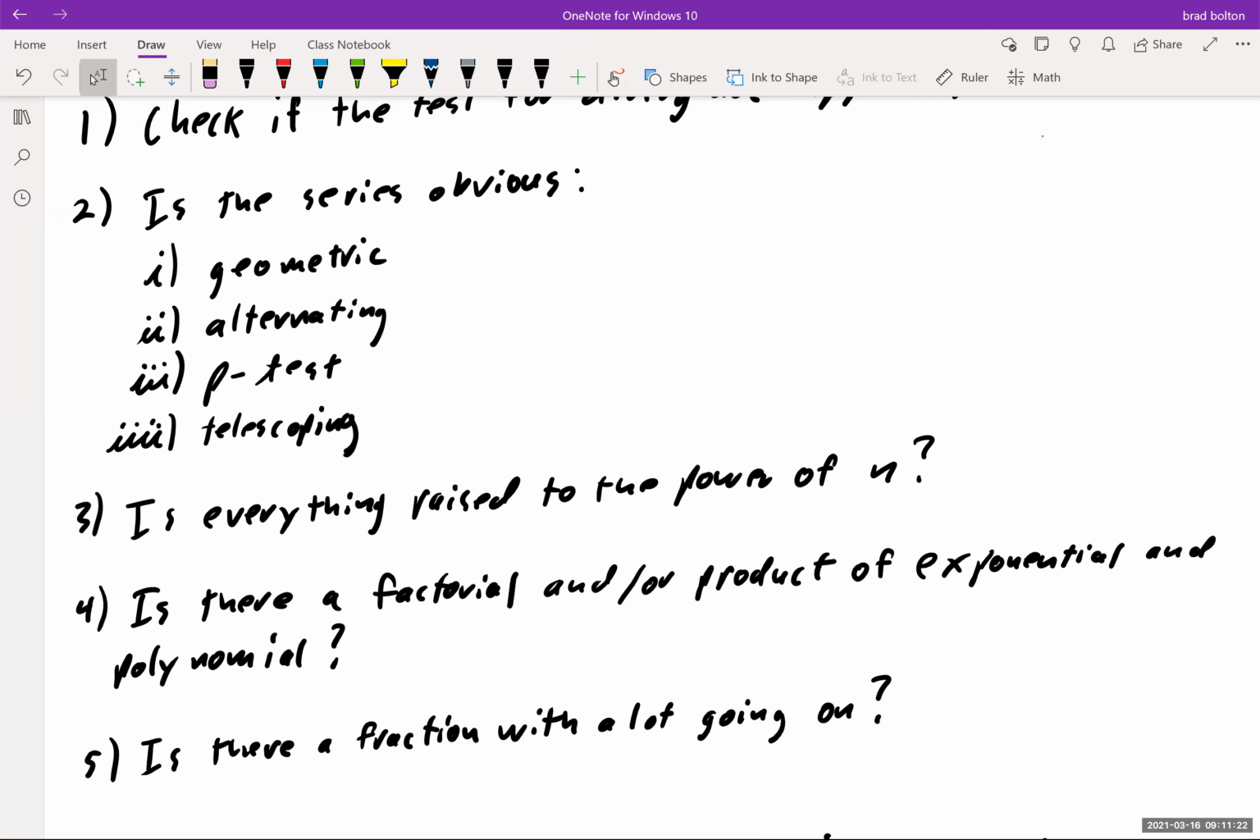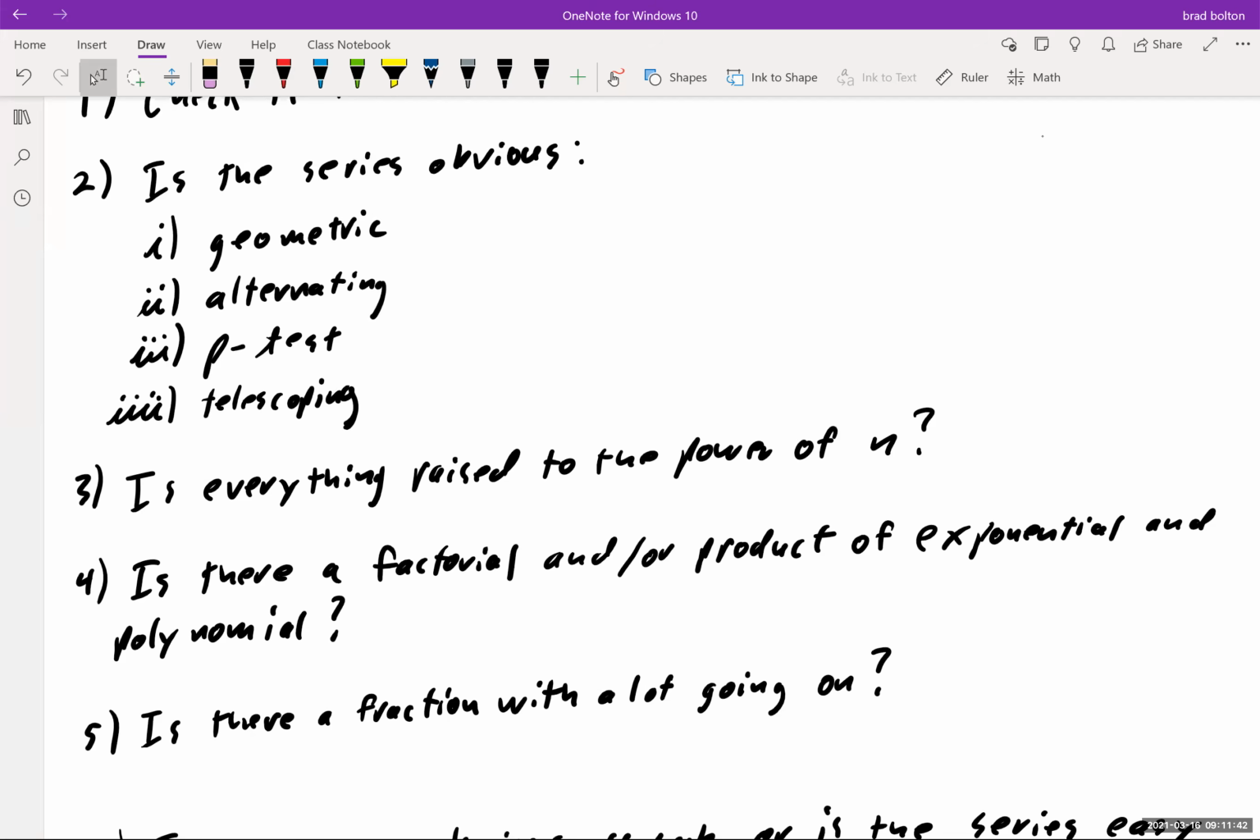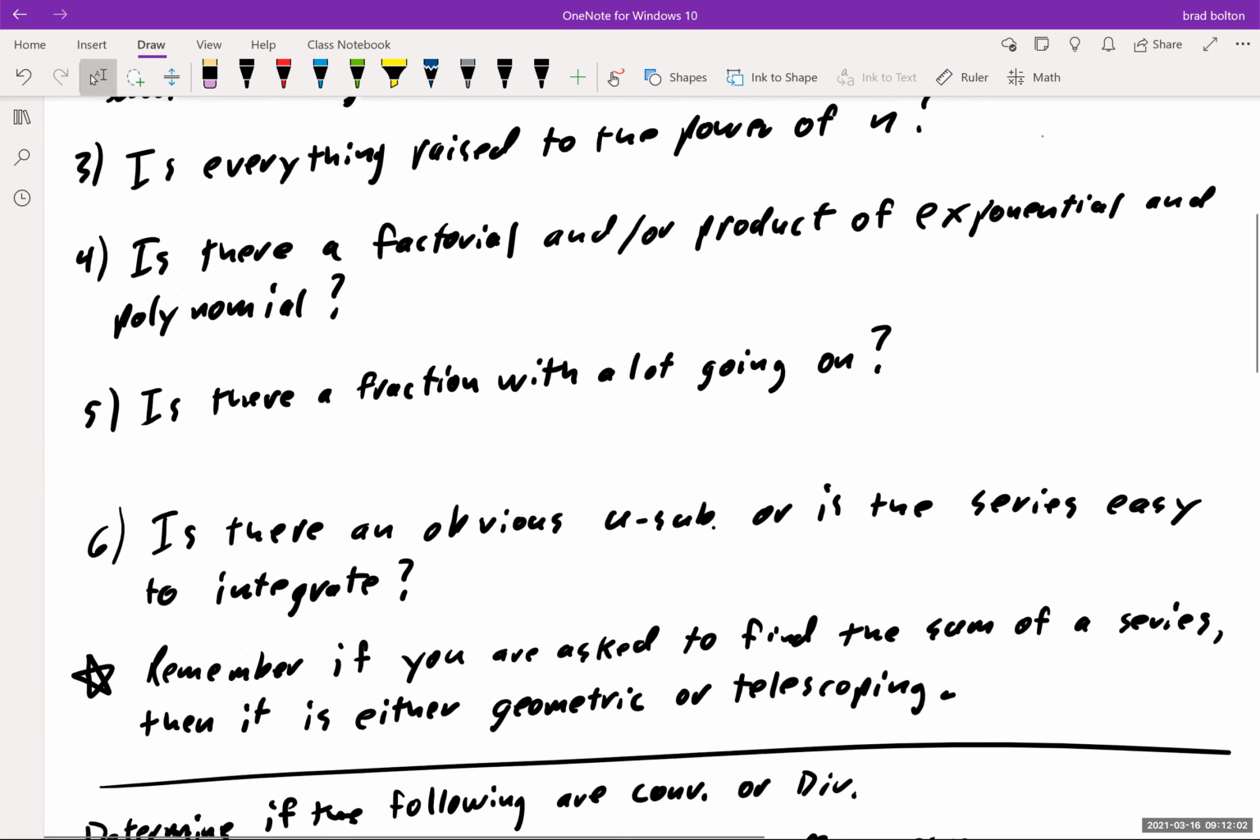Then we have part 2, is the series obvious? So geometric, alternating, p-test, and telescoping, you guys all know those are very obvious series. You can tell just by looking at them. The telescoping normally has the denominator can be factored, usually into 2 binomials, and you go from there. Alternating series is probably the hardest of those 4. But a lot of alternating series problems, you could also maybe use ratio tests as well. But again, when you see something that you know is always positive and it's always decreasing and it's continuous, then you normally say, hey, I might be able to do the alternating series test on this one.